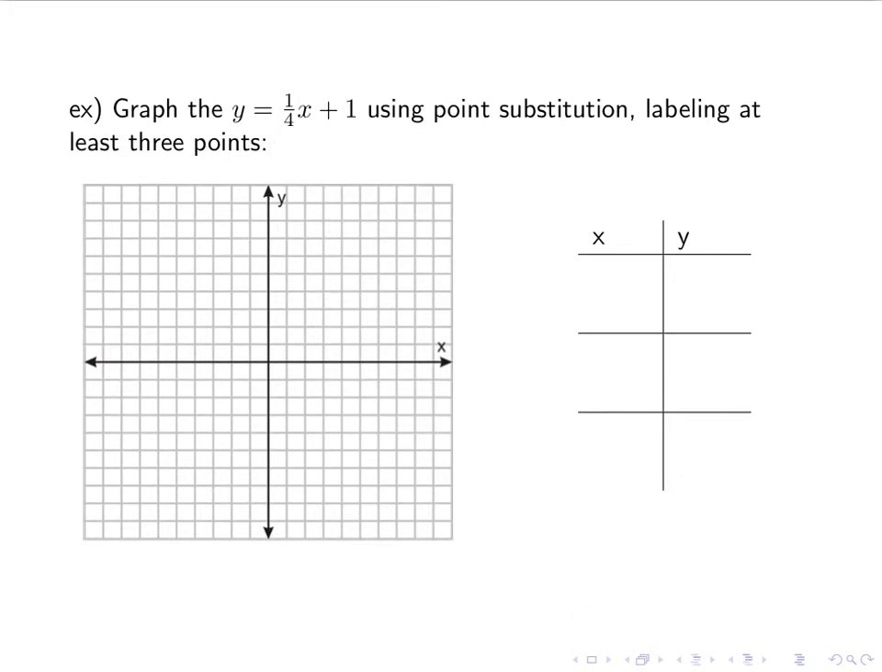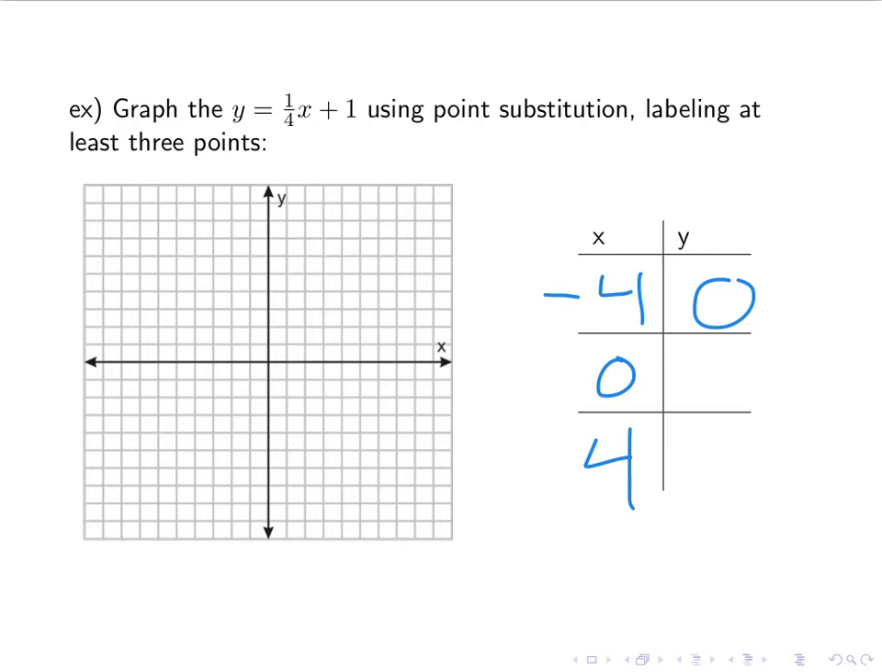For our next one, we have y equals 1/4 x plus 1. So again, note that the coefficient of x is a fraction, and I want my answers to be integers. So for my values of x, I want to choose multiples of 4, so that I know when I multiply it by 1/4, I'll get an integer. So I'm going to do -4, 0, and 4. So that when I plug in -4, 1/4 times -4 is -1. -1 plus 1 is a nice 0.